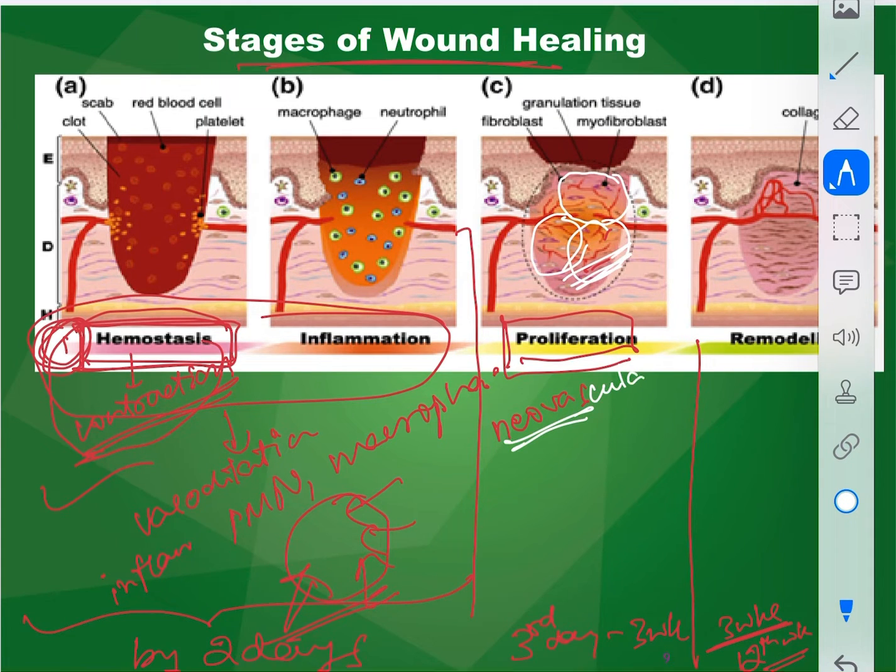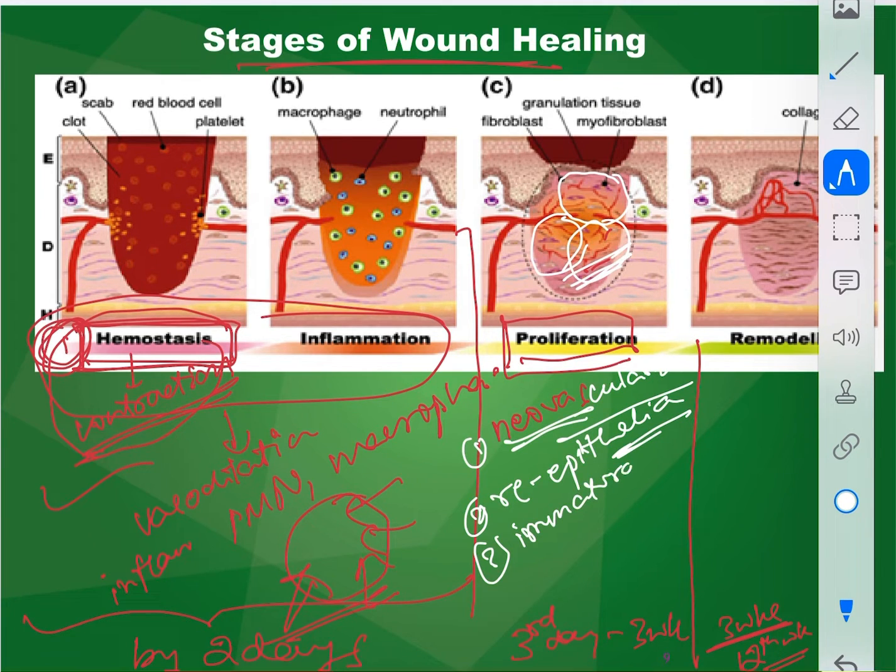That is the neovascularization that happens to allow the proliferation of new cells. Re-epithelialization also happens, plus another thing that happens here is the immature collagen formation, which is the type 3 collagen. So there is neovascularization, re-epithelialization and immature collagen formation, which is type 3 collagen.